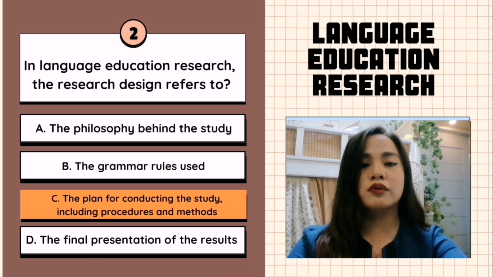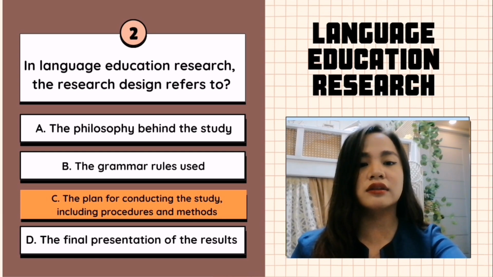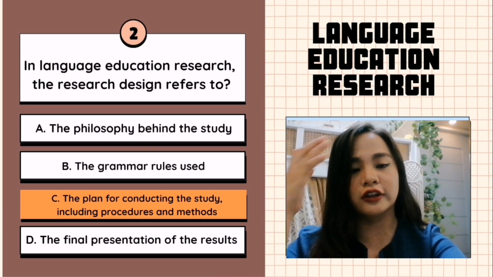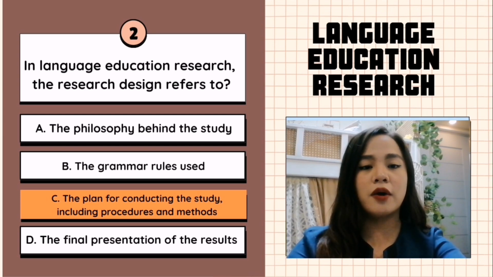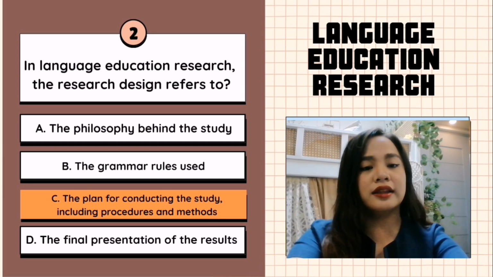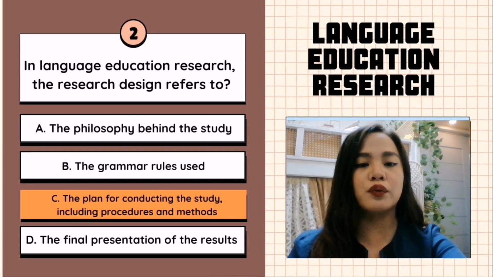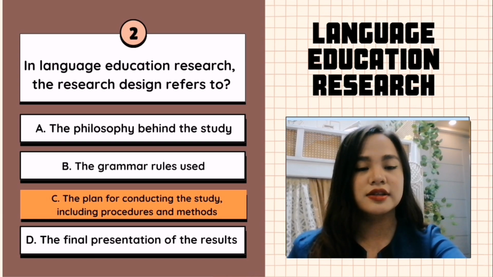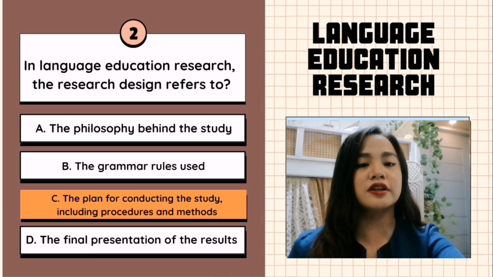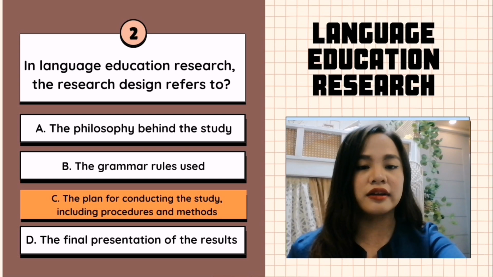Letter A is wrong because the philosophy behind the study describes the research approach, like qualitative, quantitative, and mixed method. This is not the design. This is the approach, which is conceptual, while design is practical or operational. Letter B is also wrong because the grammar rules used are irrelevant to the research design. Grammar rules are related to language use, not to how research is constructed or conducted. Letter D is also wrong because the final presentation of the result is related to the reporting or conclusion phase, not the design. Design happens before the results are collected and presented.